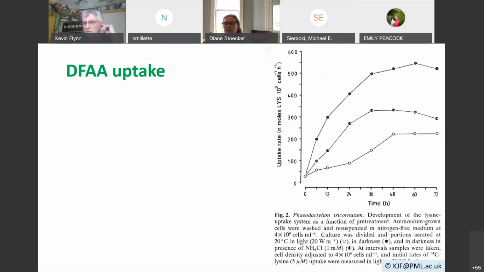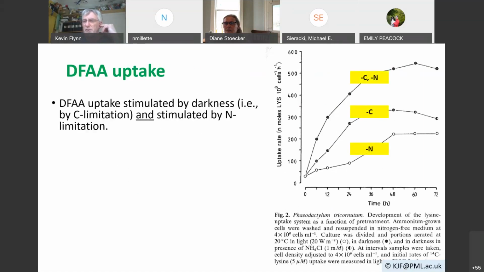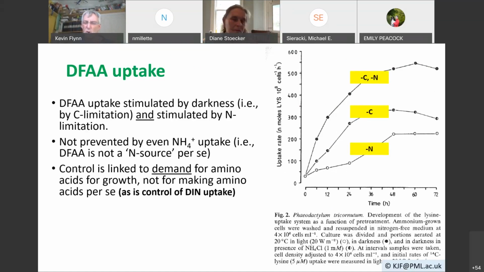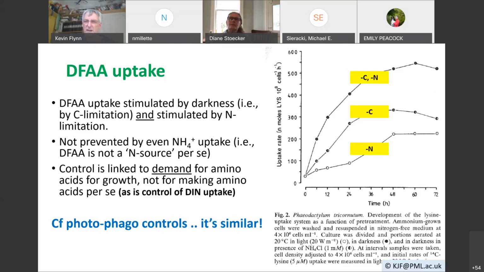So, for example, if you stress a diatom of nutrient or nitrogen nutrient or light or both, you get different responses. You get synergistic responses, interestingly, because bear in mind, amino acids are carbon and nitrogen, just like eating a prey item is getting a mixed meal, so is an amino acid. It can't be switched off by adding ammonia. And the control is the demand for amino acids. It's not for making amino acids like it is for ammonium nitrate. It's actually for the actual amino acids. And as I say, eating a food package is the same as eating a package of amino acids. So we can see some similarities here.